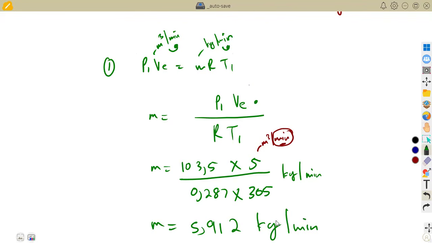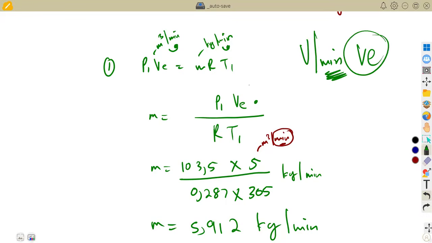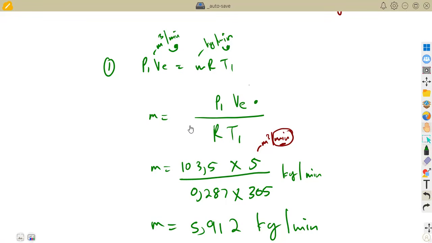So if they wanted you to calculate only the mass per cycle, you were supposed to use the swept volume V1 at the inlet. If there is no clearance, V1 is equal to Vs. But since they want you to find this in kilograms per minute, you must use a volume per unit time, in minutes also. And whatever volume per unit time, it is your VE, the effective swept volume. That is the idea there.